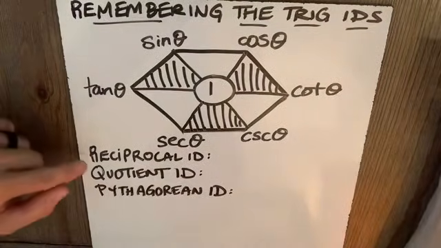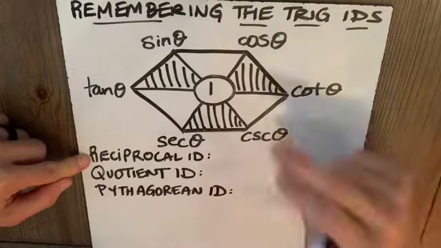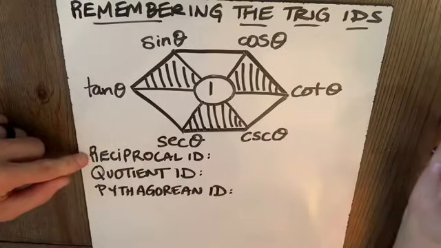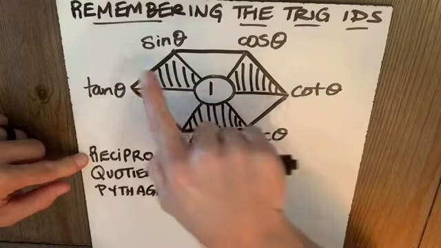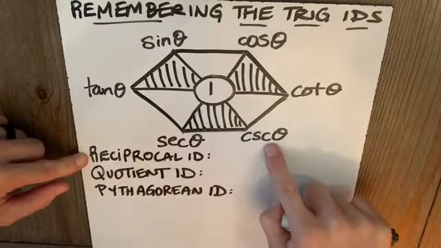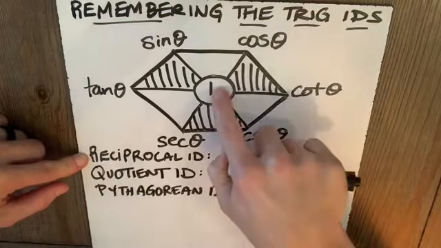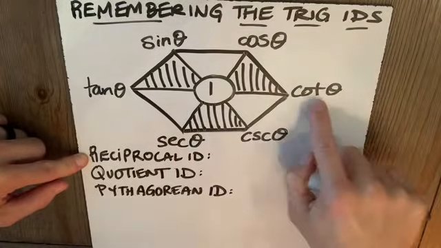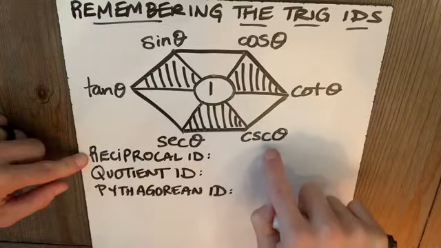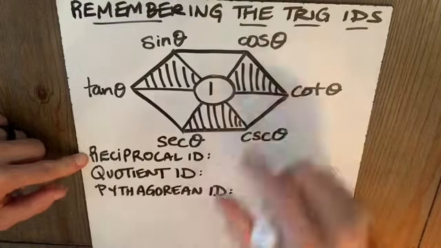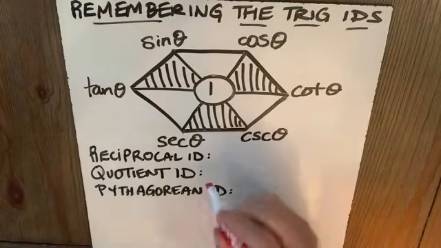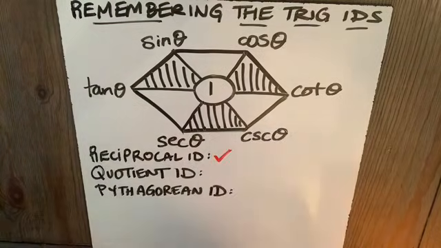All right, let's talk about the reciprocal identities using this diagram. Tangent is 1 over cotangent. Sine is 1 over cosecant. Cosine is 1 over secant. Cotangent is 1 over tangent. Cosecant is 1 over sine. And secant is 1 over cosine. So this diagram works very well for the reciprocal identities.